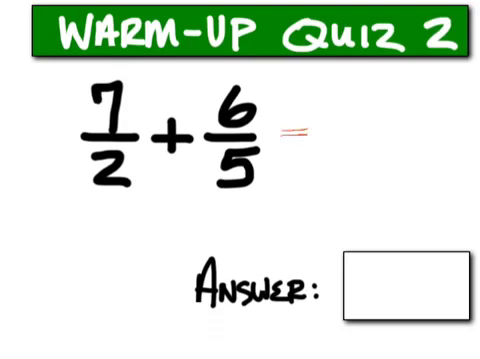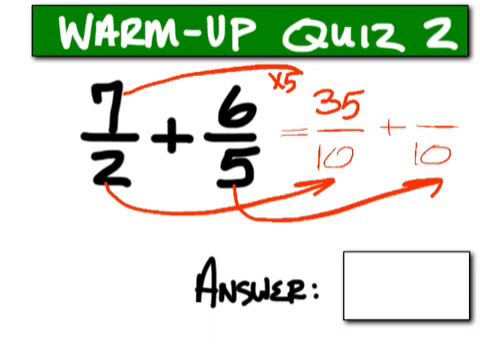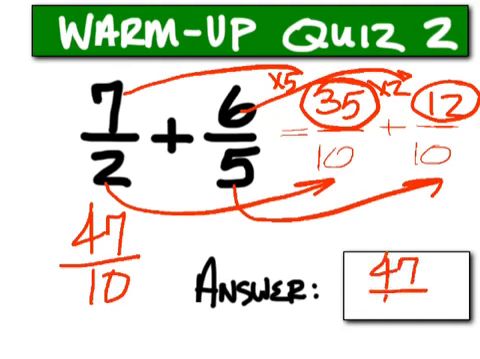The answer on this one comes from finding a common denominator of 10 in each case. 2 times 5 is 10, so 7 times 5 is 35. 5 times 2 is 10, so 6 times 2 is 12. 35 plus 12 is 47. 47 over 10 is the final answer.